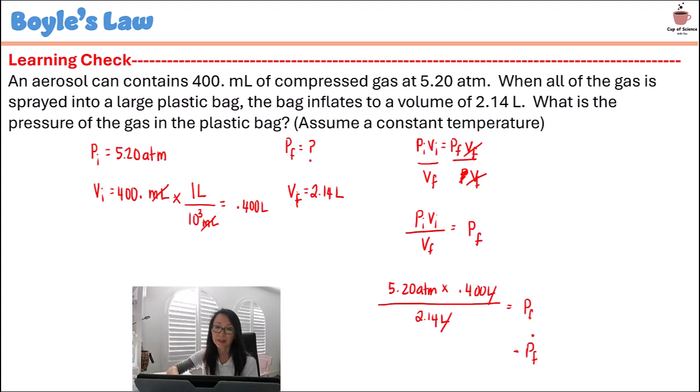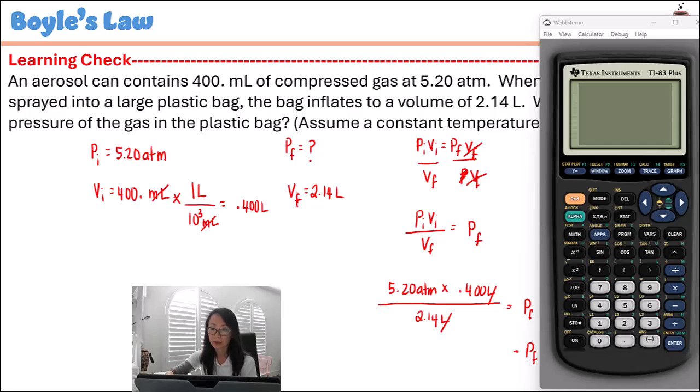Let's go ahead and calculate this out. So I have 5.20 times 0.400. That's going to give me 2.08, and divide that by 2.14. That's 0.972, 3 sig figs, right?